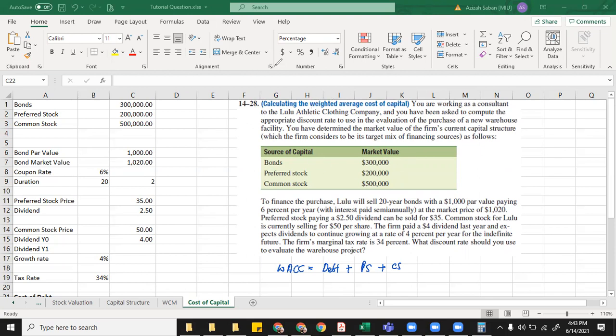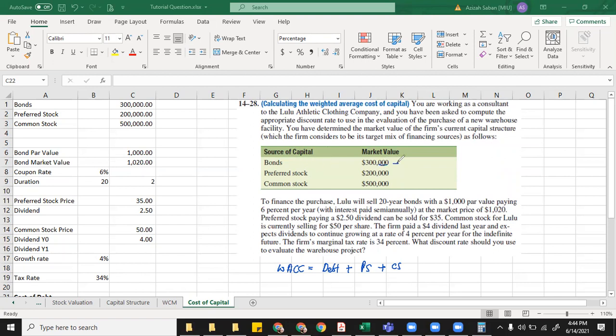All right, this question says here: You are working as a consultant at the Lulu Athletic Clothing Company, and you have been asked to compute the appropriate discount rate to use in the evaluation of the purchase of a new warehouse facility. You have determined the market value of the firm's current capital structure, which the firm considers to be its target mix of financing sources, as follows. So Lulu Athletic Clothing Company has bonds, preferred stock, and common stock as part of its financing mix.